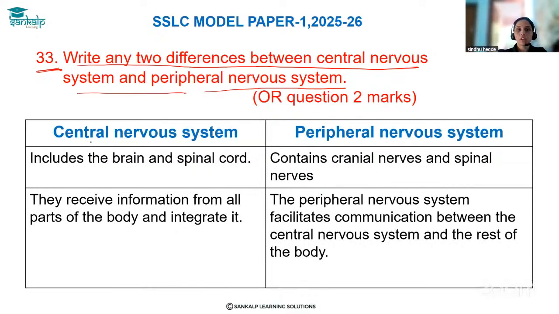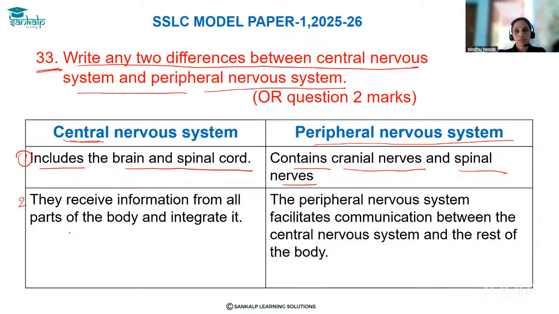See, first of all, the first difference is that the central nervous system includes the brain and spinal cord. So the central nervous system parts are the brain and spinal cord. These two parts come under the central nervous system. The peripheral nervous system contains cranial nerves and spinal nerves. This is the first difference.